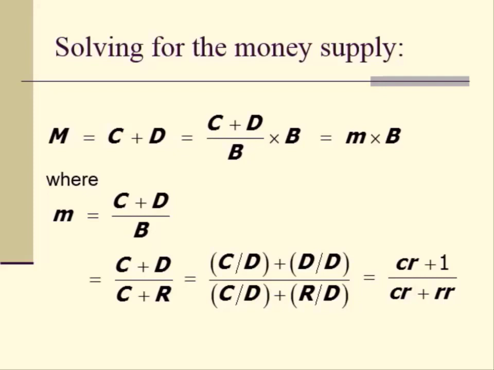So the point of this algebra is to express the money supply in terms of the three exogenous variables that I introduced in the previous slide. That is B, RR, and CR, where B is equal to C plus R, and RR equals R over D, and CR equals C over D. So you want to write this down on a piece of paper.